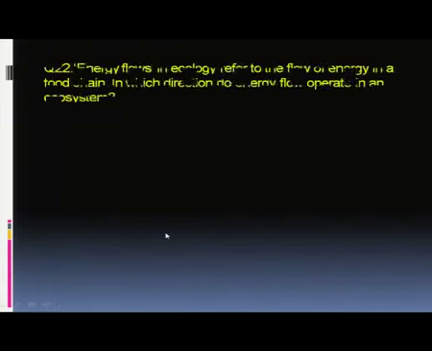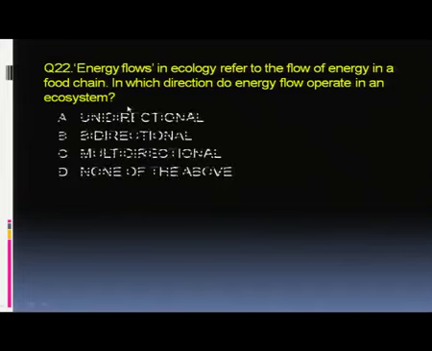Moving on to the next question. Energy flows in ecology refer to the flow of energy in a food chain. In which direction do energy flows operate in an ecosystem? A is unidirectional, B bidirectional and C is multidirectional. D is none of the above.